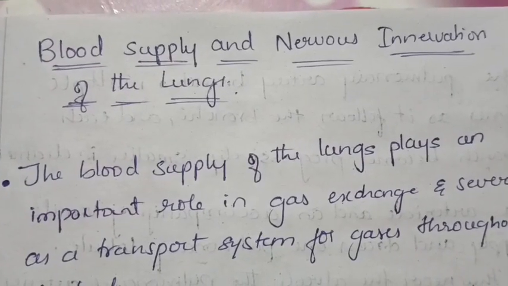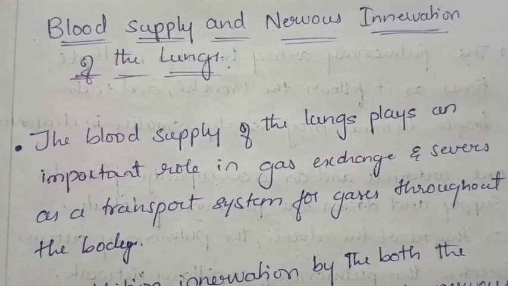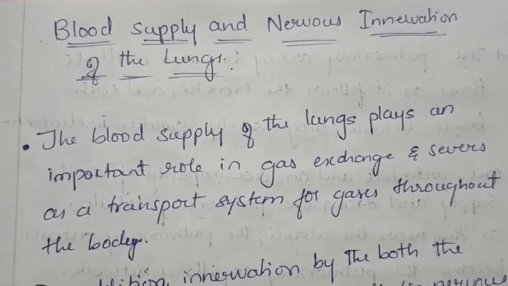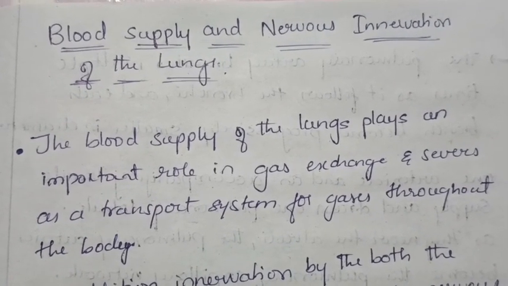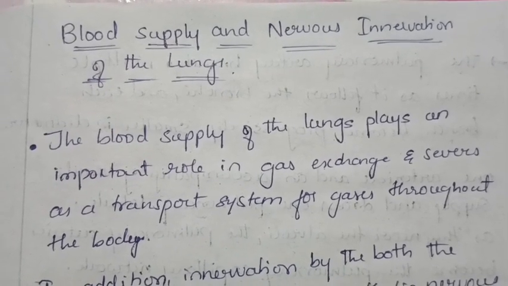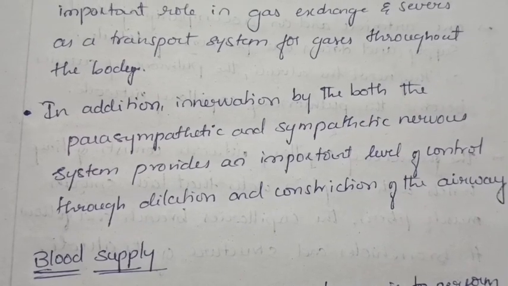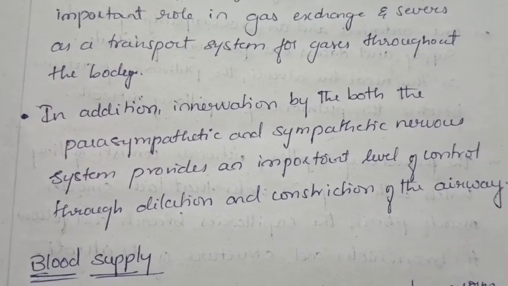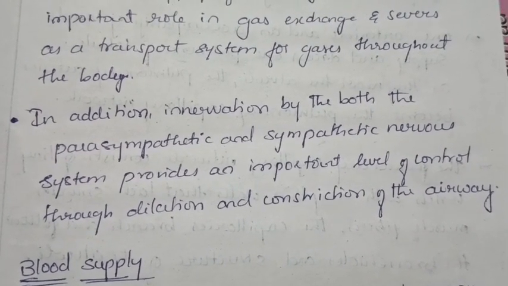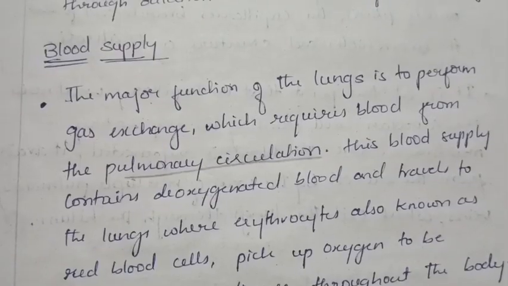Blood supply and nerve innervation of the lungs. The blood supply of the lungs plays an important role in gaseous exchange and serves as a transport system for gases throughout the body. In addition, innervation by both the parasympathetic and sympathetic nervous systems provides an important level of control through dilatation and constriction of the airway.